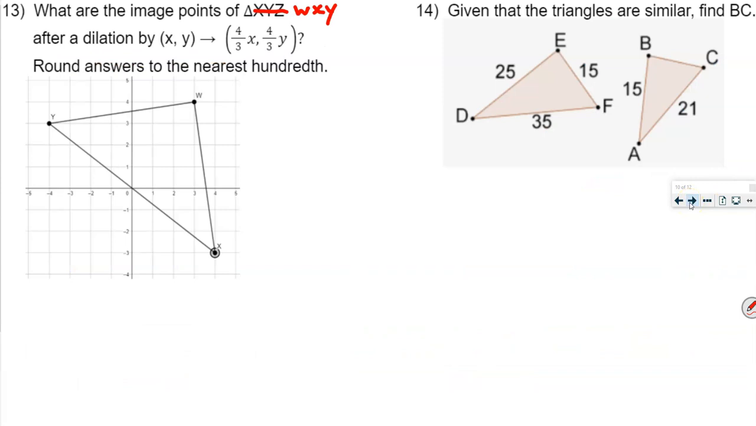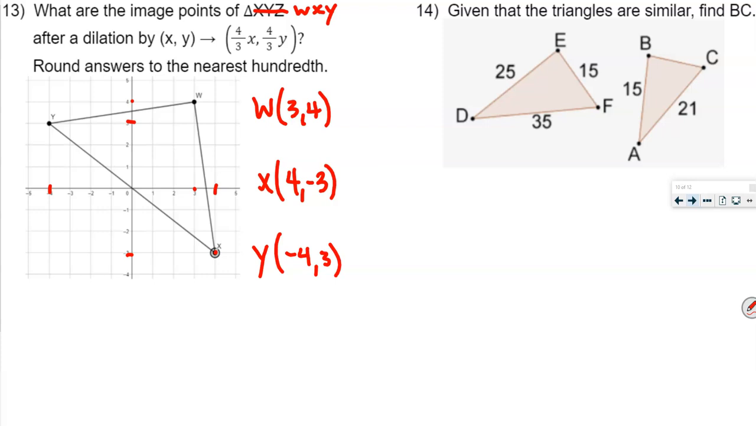All right, so the next thing says, what are the image points of, it should be W, X, Y, okay? So to do this, we're going to find W, which is 3, 4, right? I'm going to go ahead and find them all right now, and then we're going to work it, okay? X is right here. This one's 4, -3, right? And then Y is -4, 3.